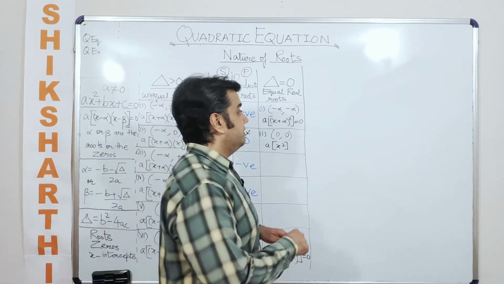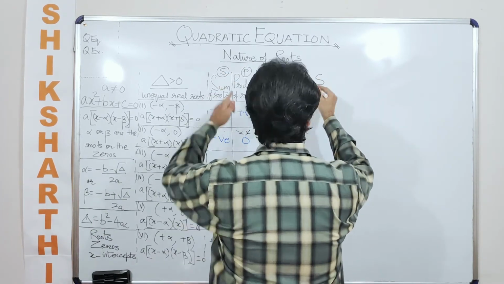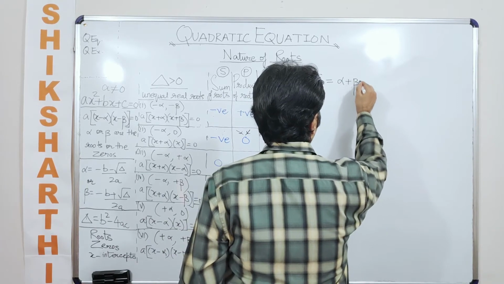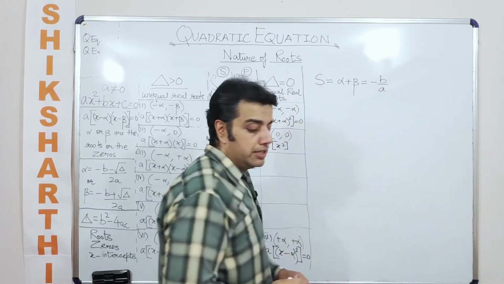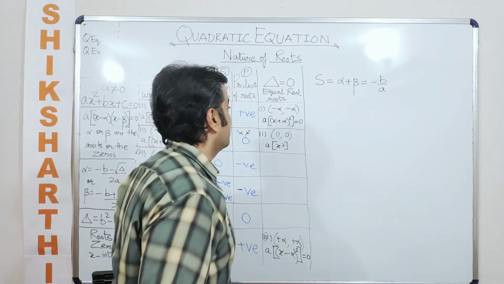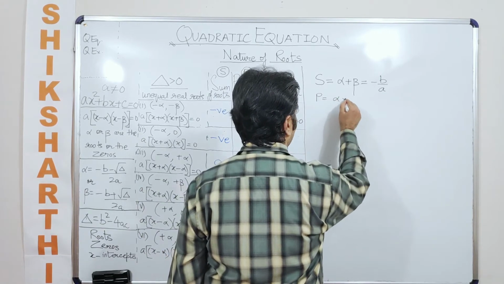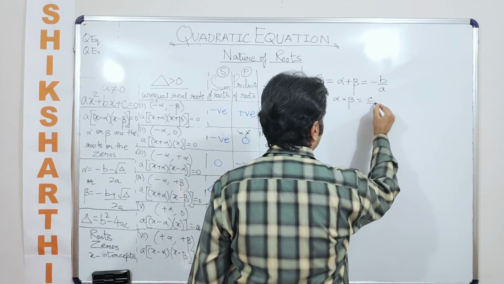Now we are talking about if the sum is given. So we know that the sum is denoted by S, we have assumed here. Let's say this is alpha plus beta, and we know that this is equal to minus b by a. We have proved it in the earlier videos as well. Okay, now we know the product as well. What is the product? Product is alpha into beta, and this we had derived as c by a.